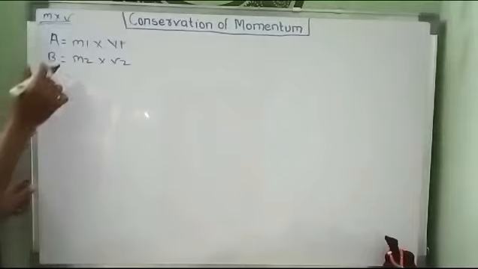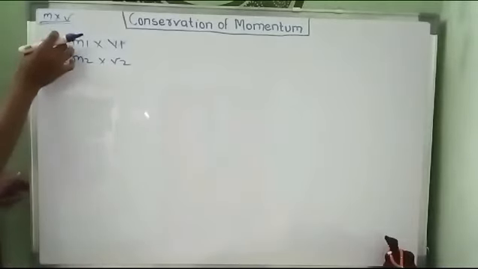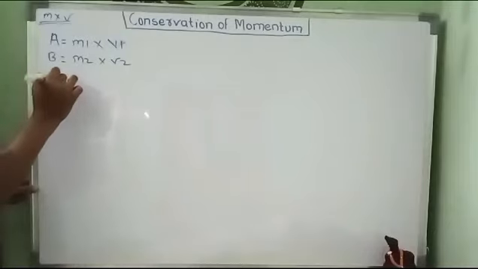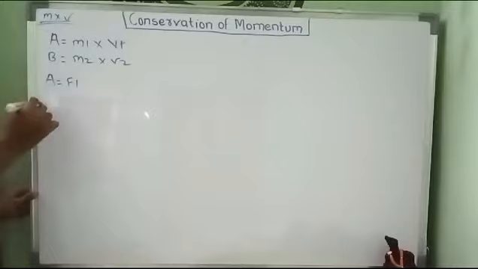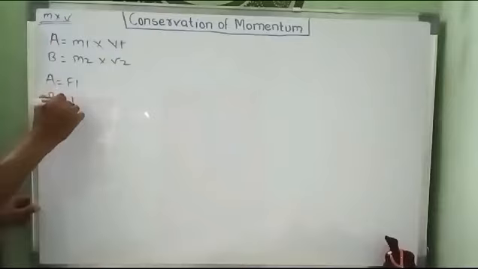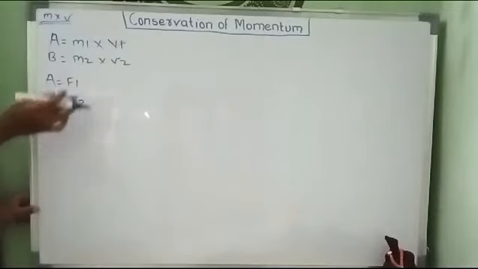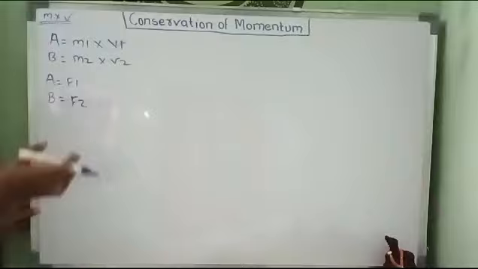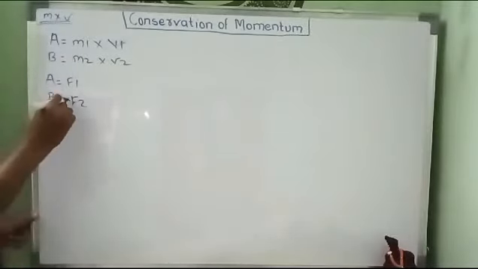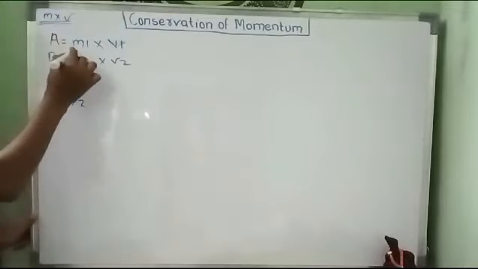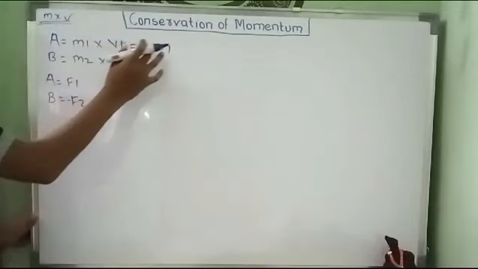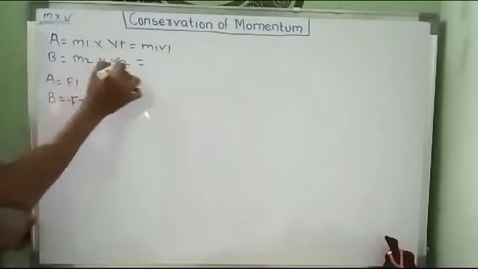Then their collision happens. A collides with B and B collides with A. So when A collides with B, it exerts force F1, and when B collides with A, it exerts force F2. The force B exerts on A is the reaction, and the force A exerts on B is the action. So the reaction is in the form of minus. So we also write m1 v1, m1 multiplied by v1, and m2 multiplied by v2, m2 v2.